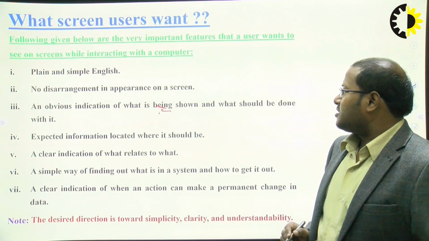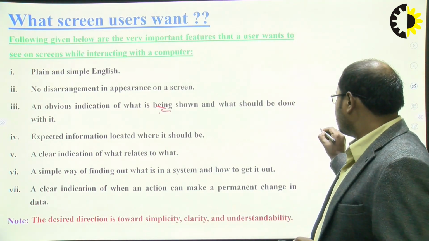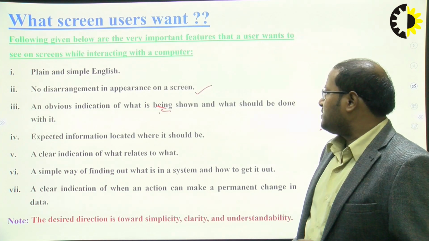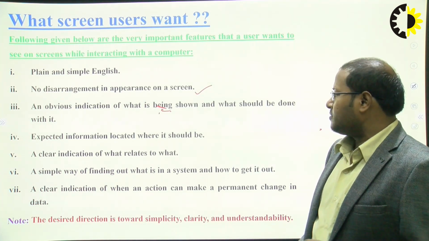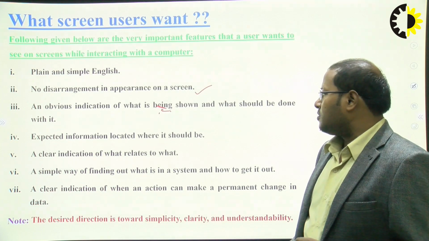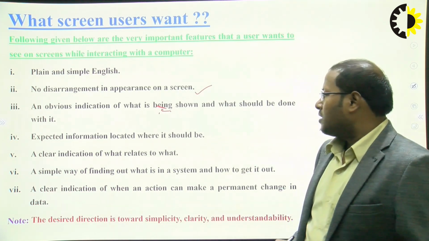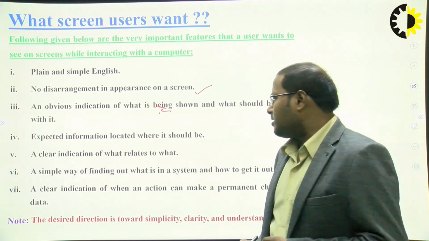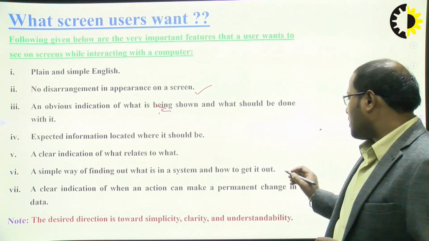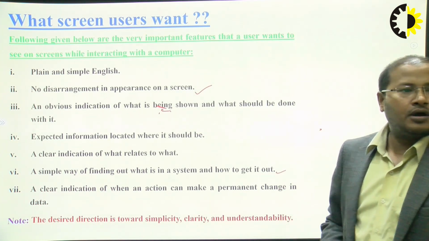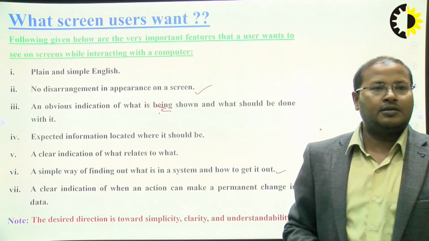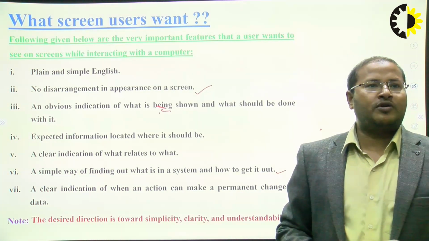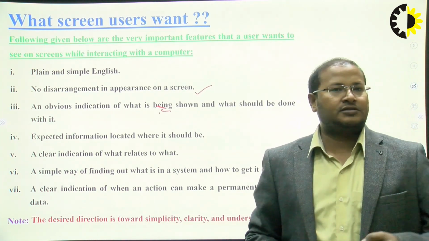No disarrangement in appearance on a screen. An obvious indication of what is being shown and what should be done with it. Expected information located where it should be. A clear indication of what relates to what. A simple way of finding out what is in a system and how to get it out. A clear indication of when an action can make a permanent change in the data. These are the very important features that the user wants to see on a screen.